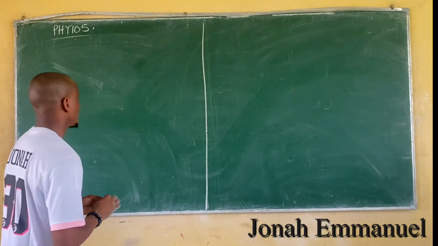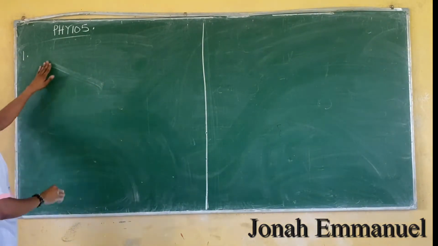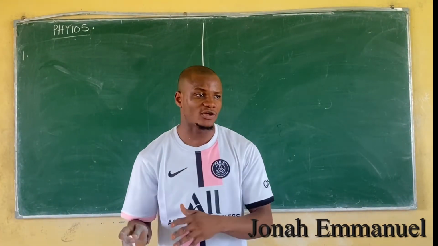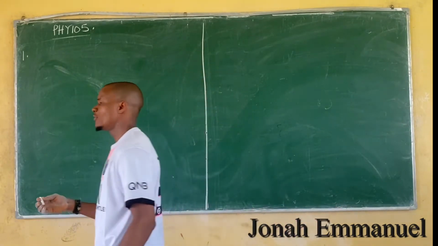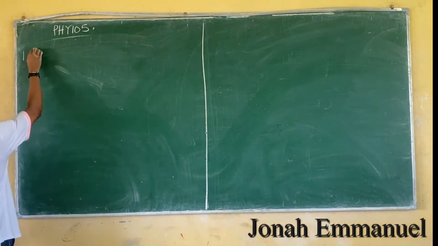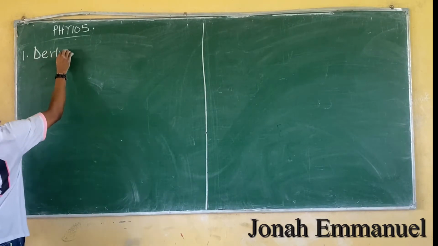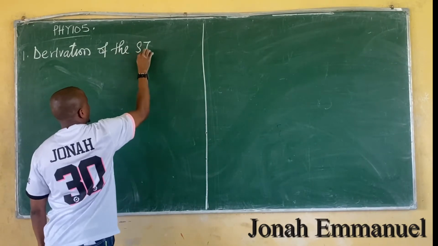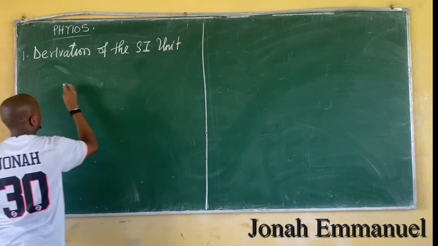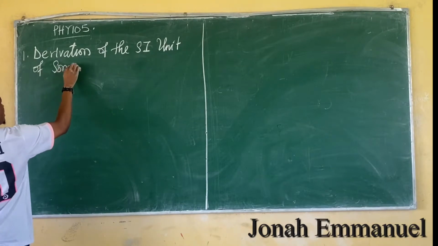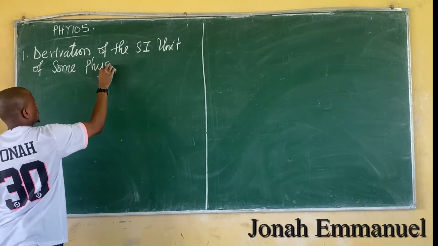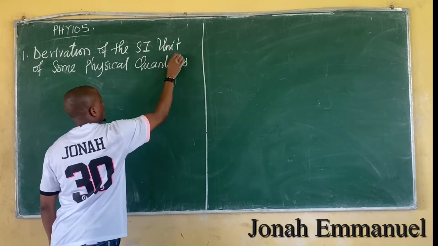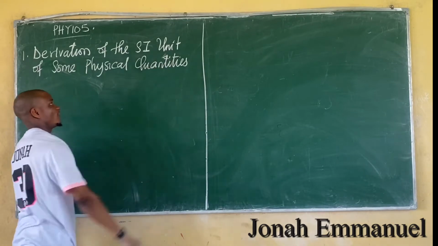So look up, please. Let's look at number one there. We said one other use of dimensioning is to get the SI unit of physical quantities. How does that work? For example, derivation of the SI unit of some physical quantity. All right, for instance, please look up.